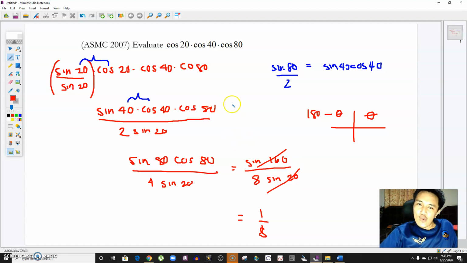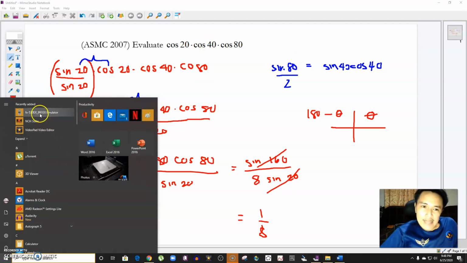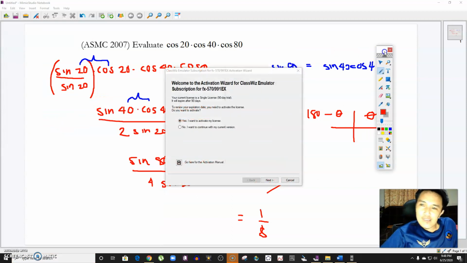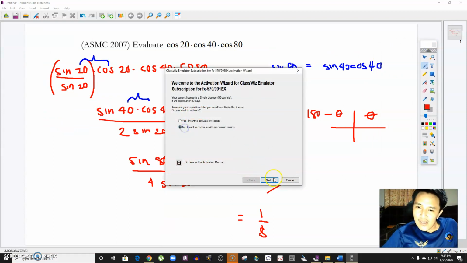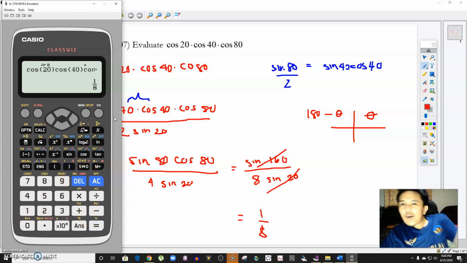I hope you got the flow of our solution. Basically, it only revolves around the idea of using the double angle for sine. Let's check if the product is 1/8. Let's check using ClassWiz. So let's verify cosine 20 times cosine 40 times cosine 80. Again, our answer is 1/8. There you go, 1/8.